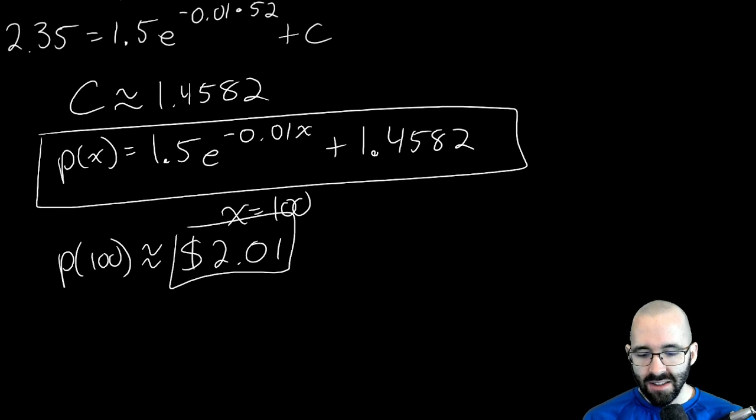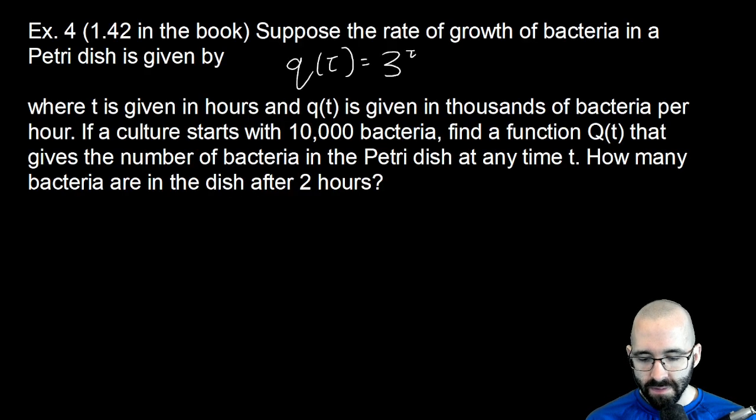All right, so that's this first problem. Next one's going to be problem 1.42 in the book. And that says, suppose the rate of growth of a bacteria in a petri dish is given by q of t equals 3 raised to the t-th power, where t is given in hours and q of t is given in thousands of bacteria per hour.